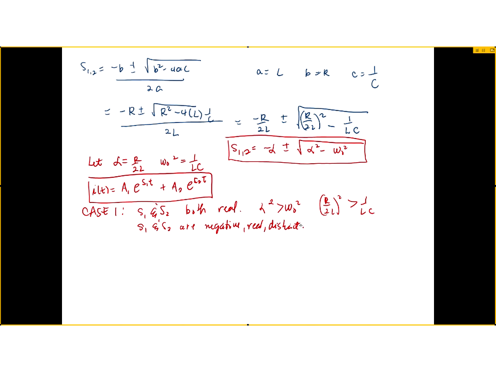Okay? And if they're both negative, what would be the nature of your solution? S1 is a negative real number and S2 is a negative real number. It will be the sum of two exponentially decaying functions. So the solution will be what? i of t would be A1 e to the S1 t plus A2 e to the S2 t, where S1 is less than 0 and S2 is less than 0, so it's the sum of two exponential decays.